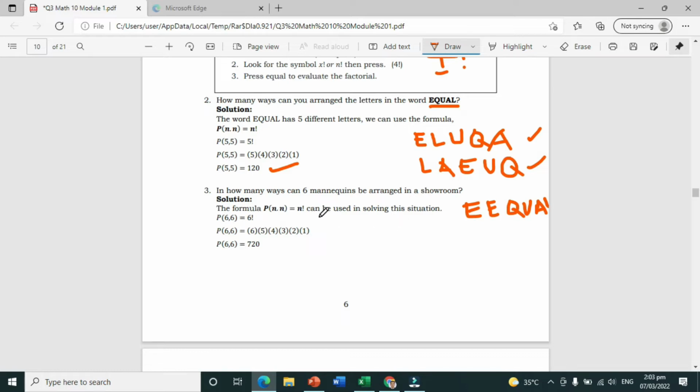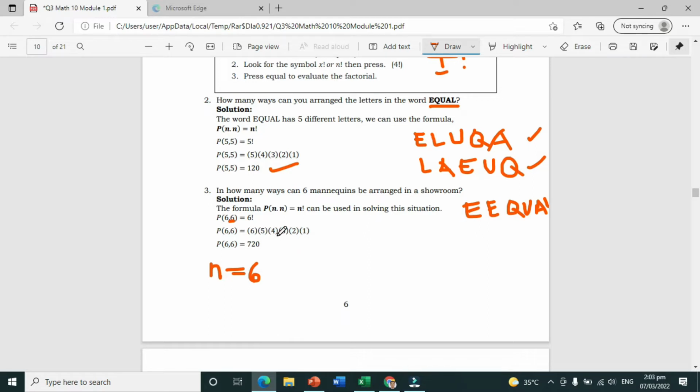Again, kasi 6 mannequins yung nakalagay sa showroom, pwede na alin yung mga dyan. So, the n natin dito is equal to 6. So, since 6 mannequins din yung gagamitin natin na i-arrange, so meaning 6 pa rin yung nandito. So, P(6,6) equals 6 factorial, which is 6 times 5 times 4 times 3 times 2 times 1.